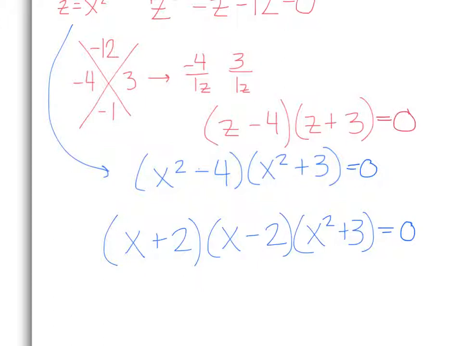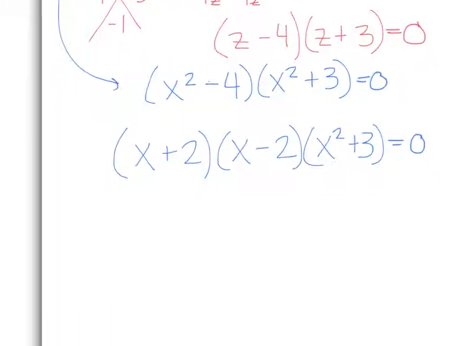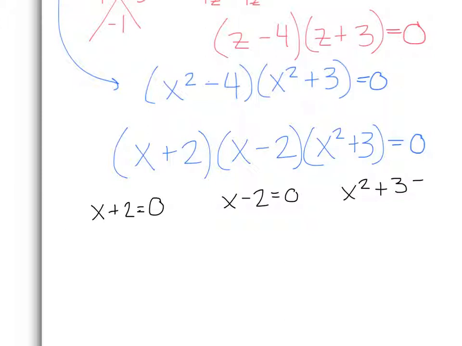Now, questions? Okay, so if we're solving for 0, what do we do? I don't know what to do after this. We're solving for x. Make them all equal to 0 and solve. You pretty much just flip the sign.